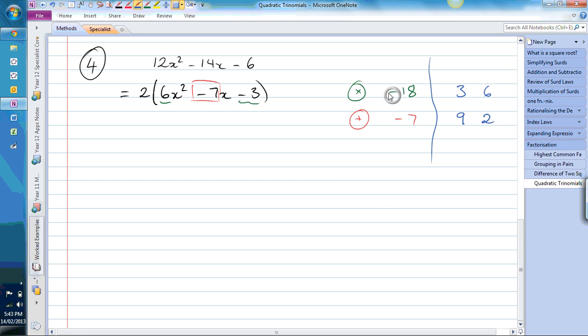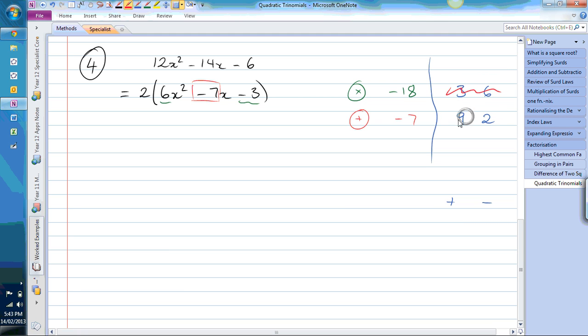Now, two things are multiplying to give a negative. That tells us that one of them is positive and one of them is negative. They're adding to give a negative, so the larger number has to be the negative. So looking at our options here, I could look at this pair, 3 and 6, and put a negative sign on one of them. Well, if I had negative 6 plus 3, that's going to be negative 3. If I had negative 3 plus 6, that's going to be positive 3. It's not giving me my required negative 7.